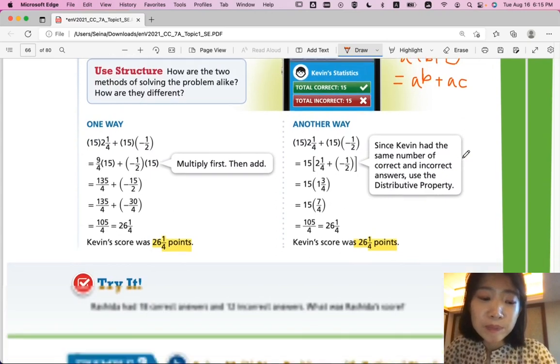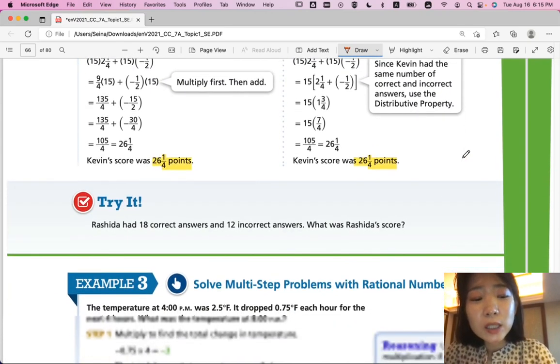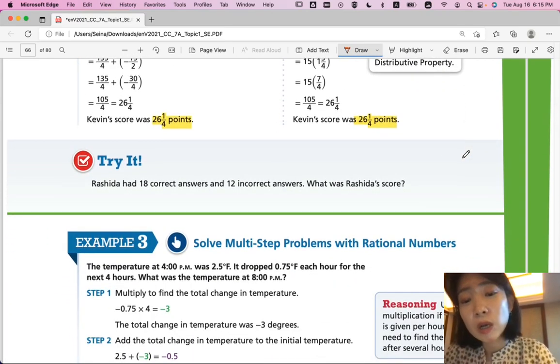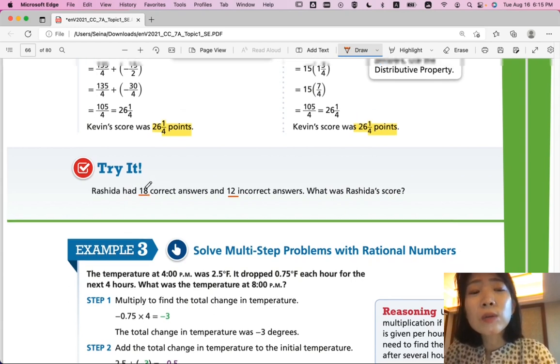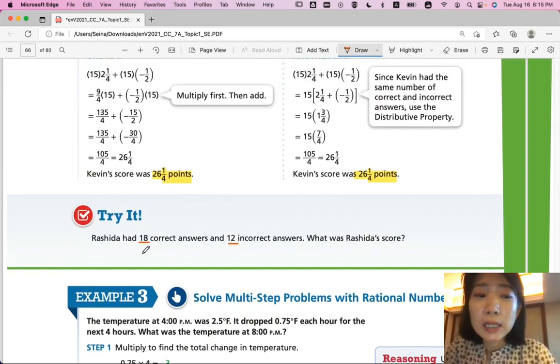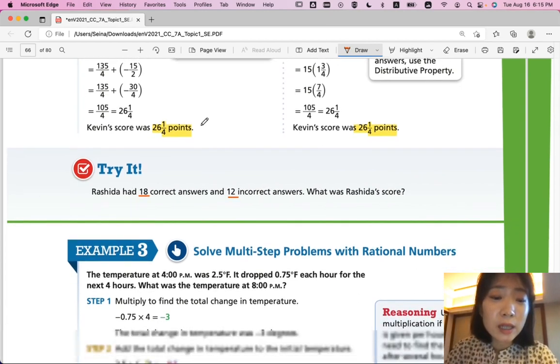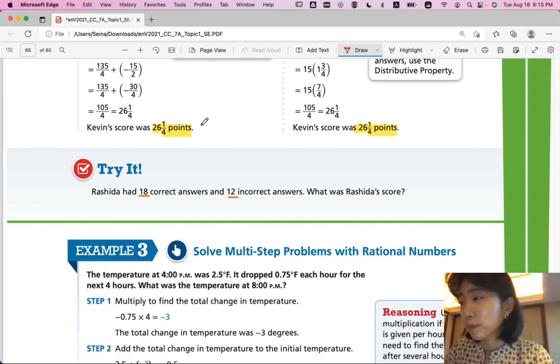Okay, let's look at the try question. Rashida had 18 correct answers and 12 incorrect answers. What was Rashida's score? In this case, she has different numbers for correct answers and incorrect answers, so you cannot use the distributive property. You will have to manually multiply 18 by your positive point 9/4 and 12 by -1/2 to get the total points. See if you can do it by yourself. Come back when you're ready for checking your answer.